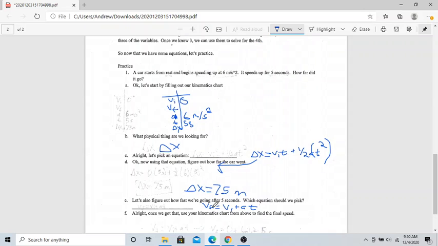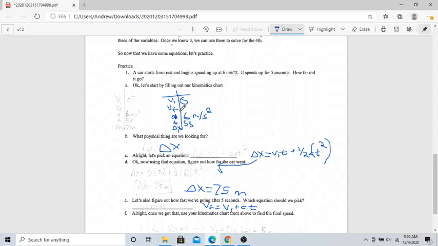All right. Now, last question. It wants us to also figure out how fast we're going after 5 seconds, which means we want to find VF. All right. Well, again, you just keep going. You ask yourself, which equation should we use? And in fact, if you know 4 things in the chart, you pretty much can use just about any equation to find what you're looking for.